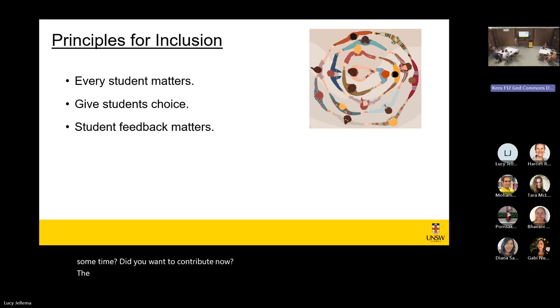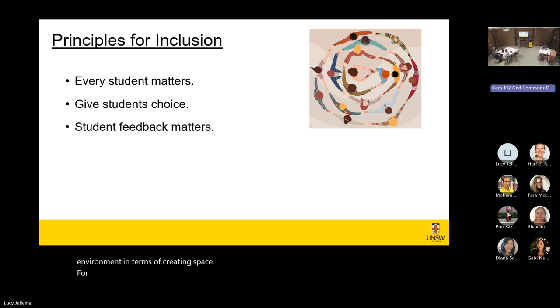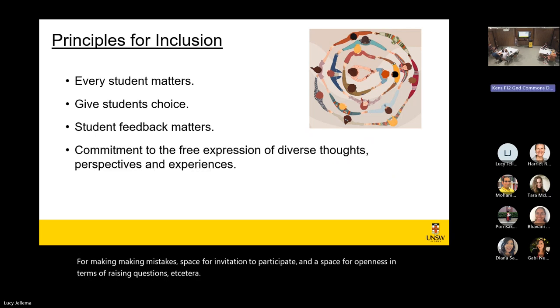The other thing is student feedback, where I think teaching staff are often jaded and insecure about student evaluation reports, but they are so valuable as a source of information in terms of how students are receiving the course content, but also the classroom teaching environment, in terms of creating space for making mistakes, space for invitation to participate, and a space for openness in terms of raising questions, et cetera. So I just wanted to say further to that point that the feedback that you get matters.